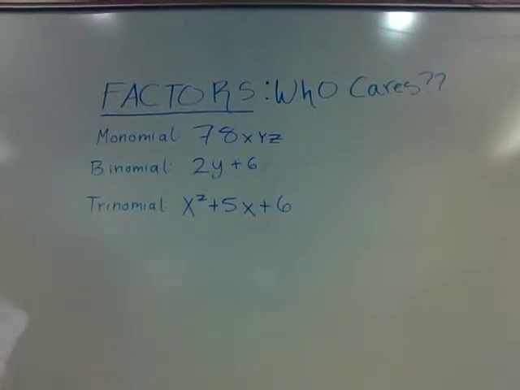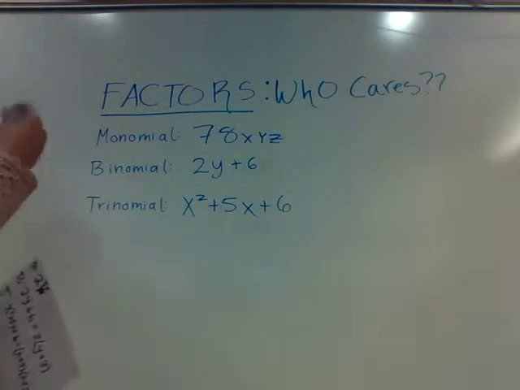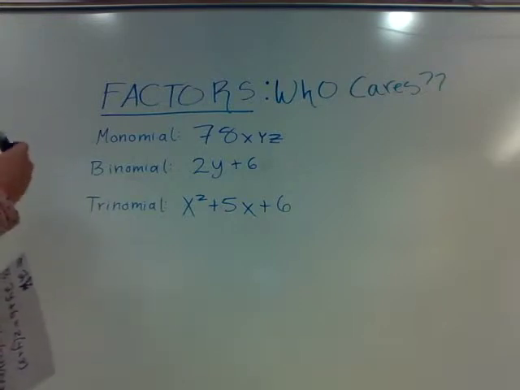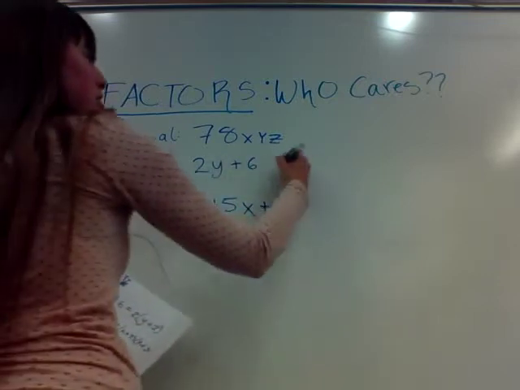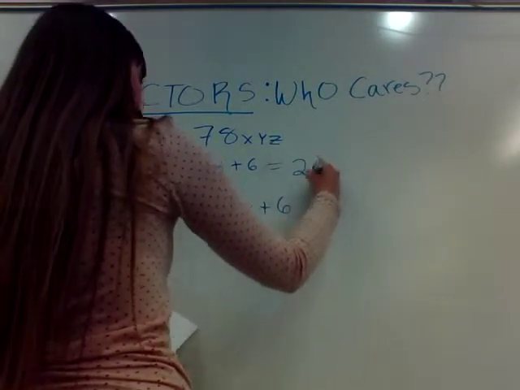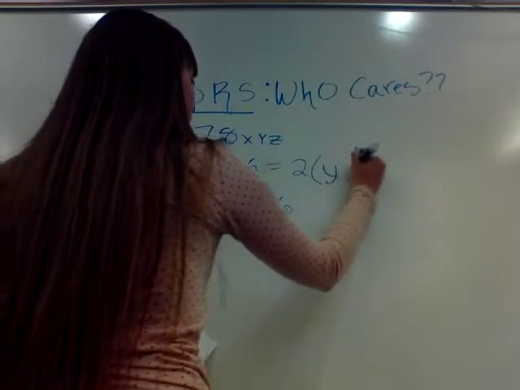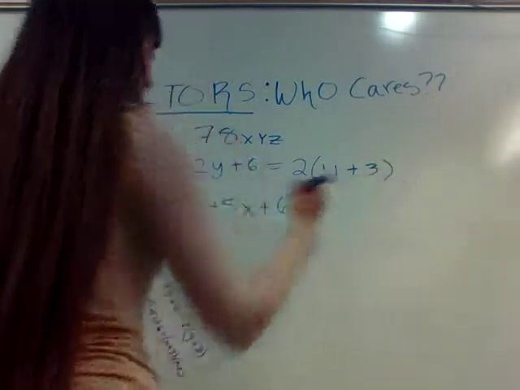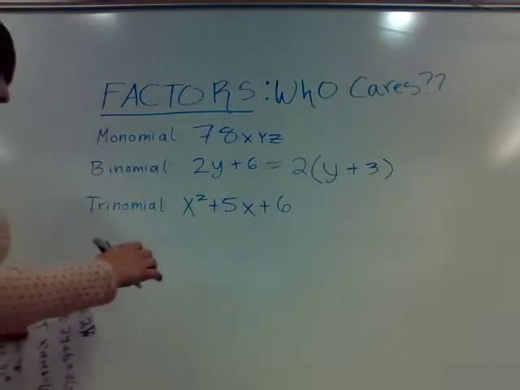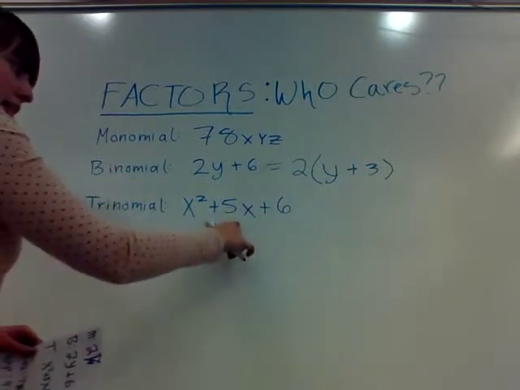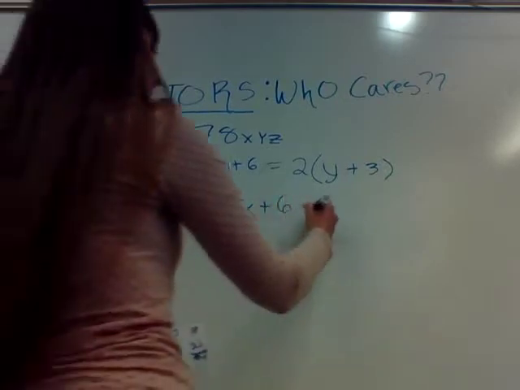And just as a brief refresher, if I wanted to factor this binomial, I would find the greatest common factor, which is the biggest number that can go into both of the numbers, which would be 2. So you could pull 2 out and multiply it by 3. And again, for this, we want to find two numbers that add to get this and multiply to get this.